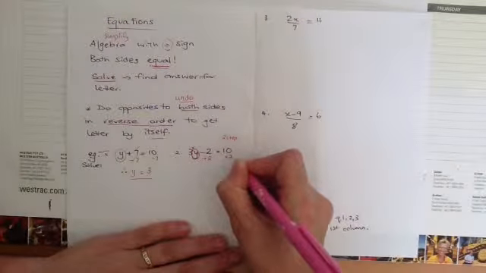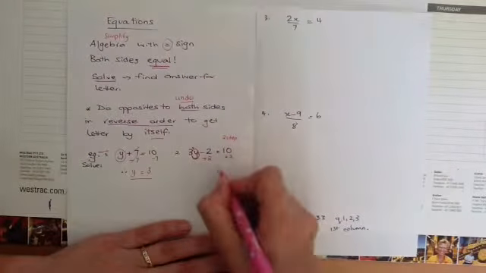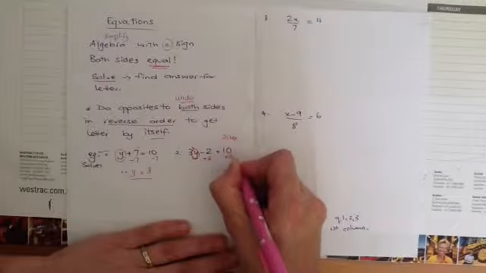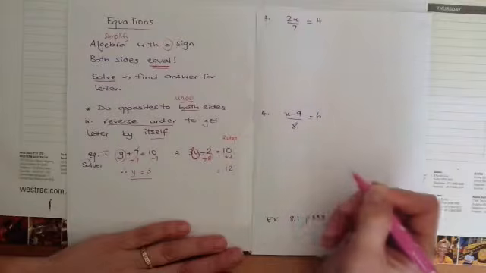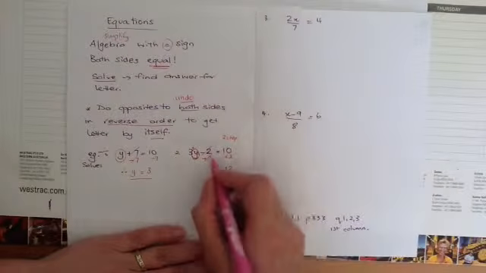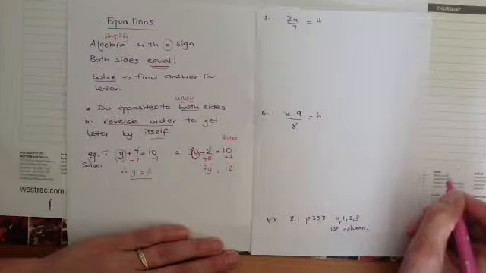What you do to one side, you must do to the other side to keep both sides equal. Line up your equal signs. 10 plus 2 gives me an answer of 12. Minus 2 plus 2 cancels each other out. I've still got one step to go, so that means I'm still left with 3y.